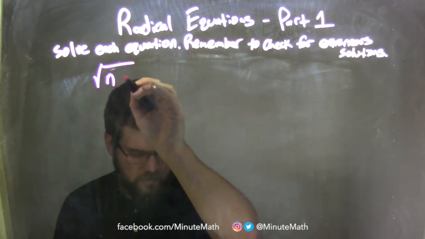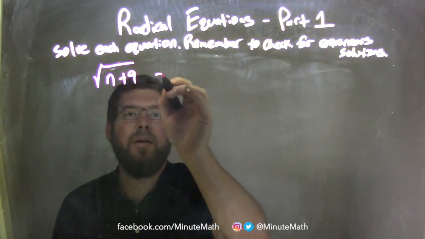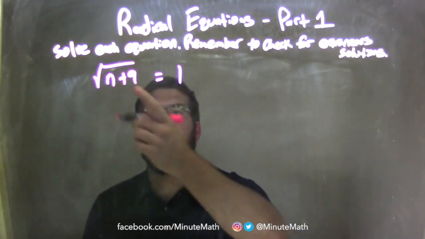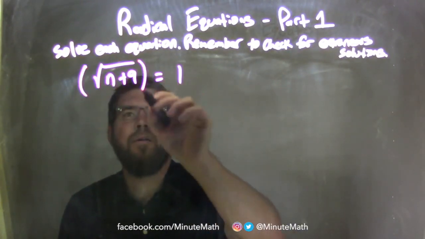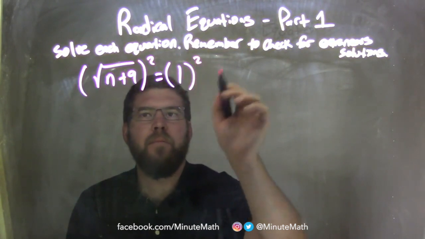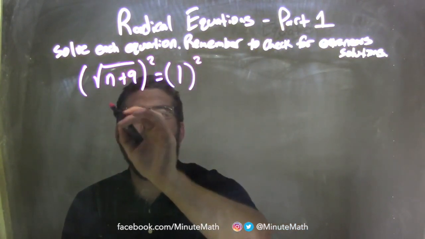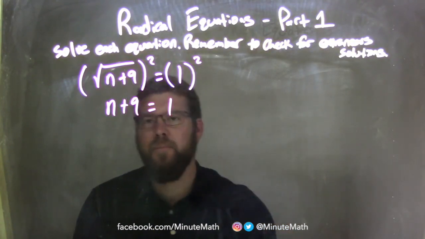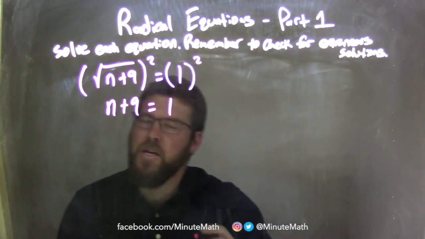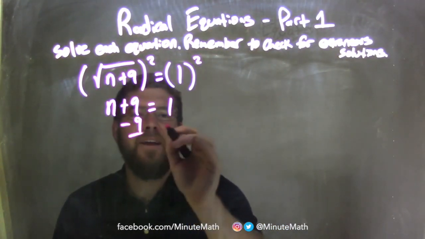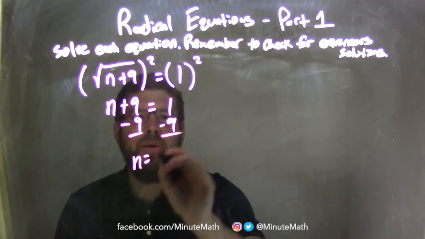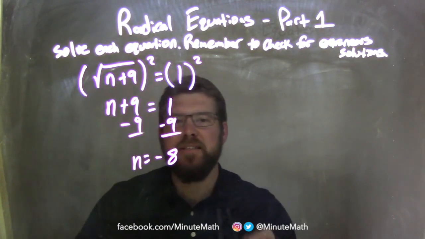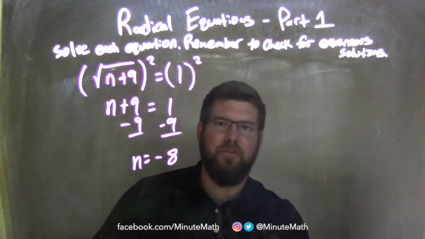Of n plus 9 equals 1. So my first step is to eliminate that square root. I'm going to square both sides here. And in doing so, I eliminate the square root on the left, leaving me with n plus 9 equals 1 squared, which is just 1, which is fantastic. I then need to subtract a 9 from both sides, leaving me with n equals 1 minus 9, which is negative 8. So now I need to check to see if that's a real solution or extraneous solution, right?